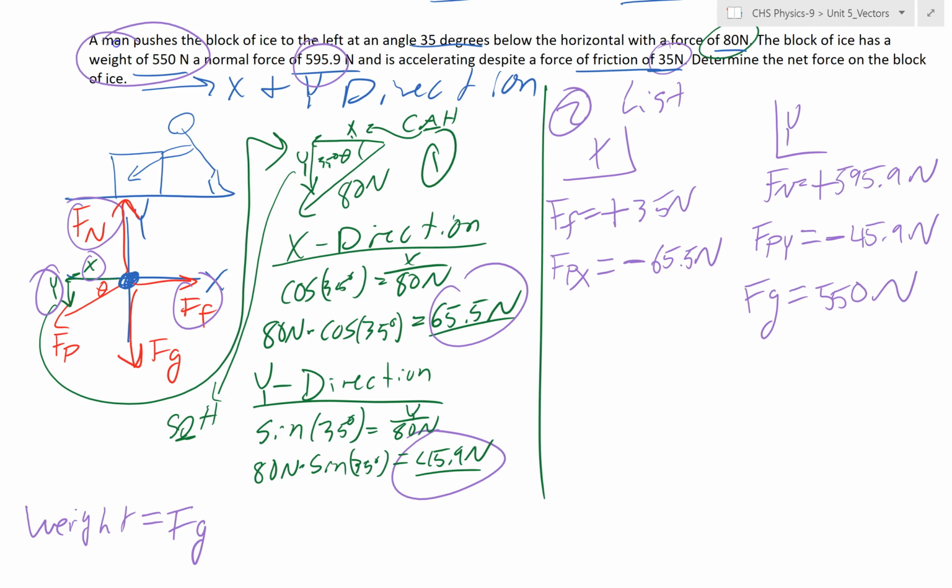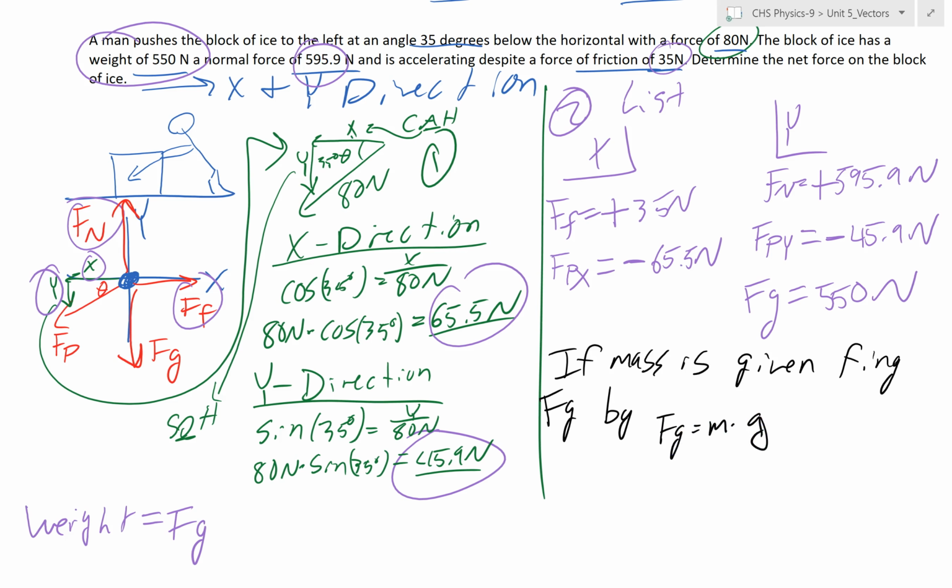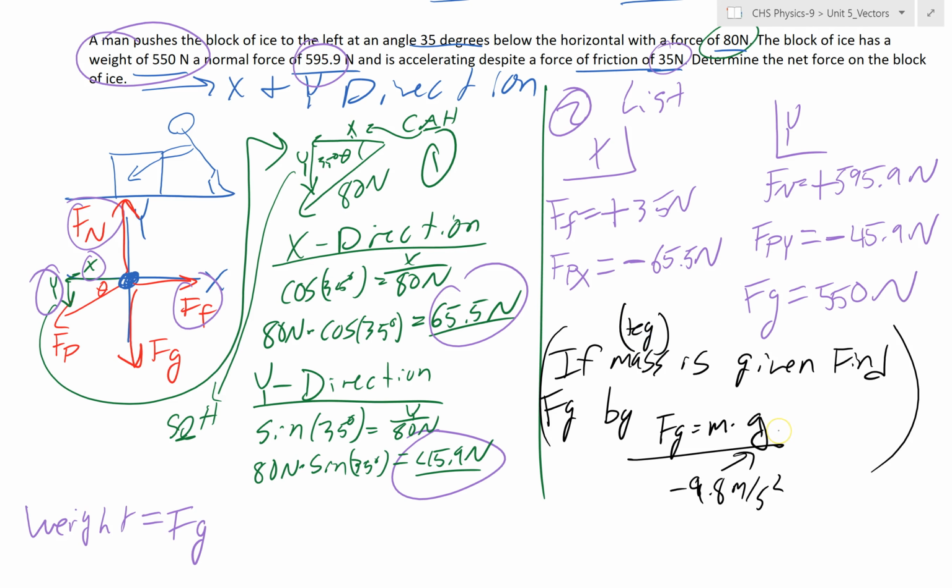Sidebar. If the mass is given, find Fg by Fg equals mass times gravity, and that's always negative 9.8 meters per second squared. So we're going to find the force of gravity by doing this equation. A little sidebar: the force of gravity was given to us, but if it just gave us the mass, which is always in kilograms, we would find it by doing that.